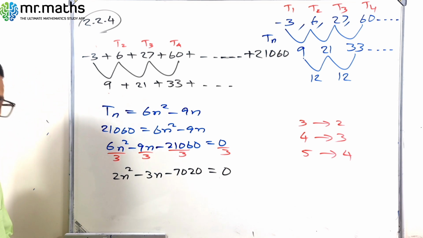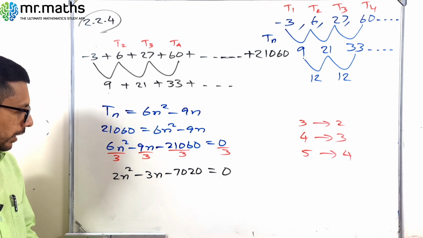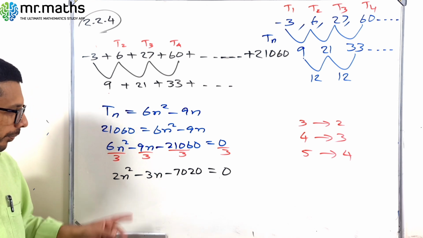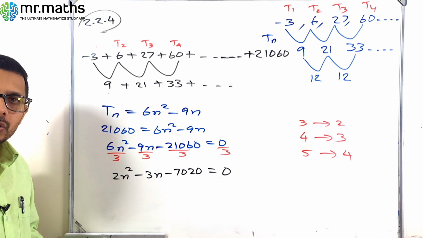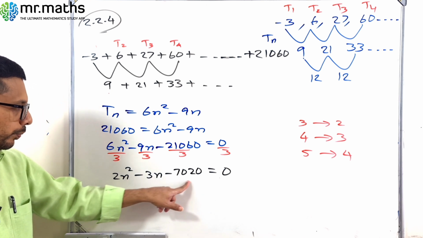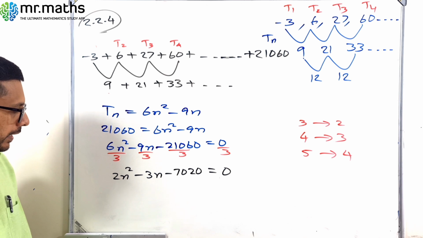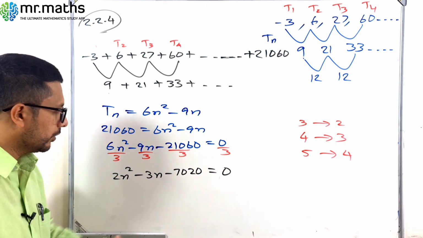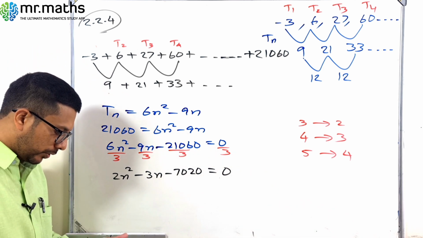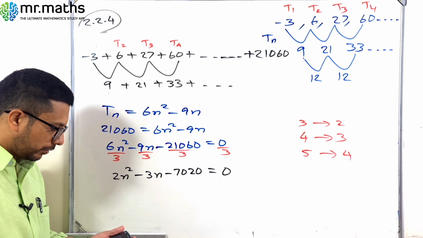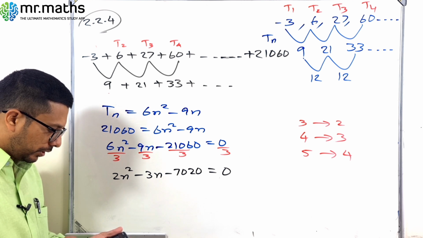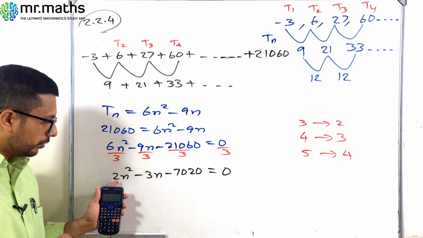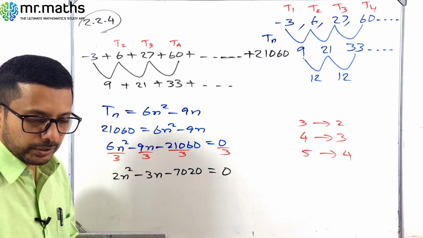So now guys, you have to factorize this one. What are the factors? If the number is too big, it's better to apply the quadratic formula. Can you see that here the number is too big? We want 7020, so it is 60 times 63. Oh, here we have 2n square. Just apply the quadratic formula, guys, that's easy.